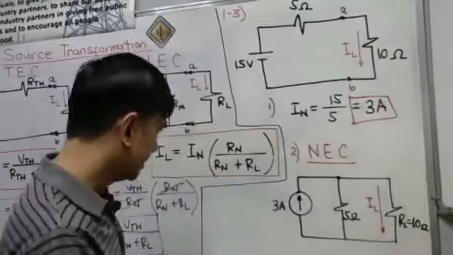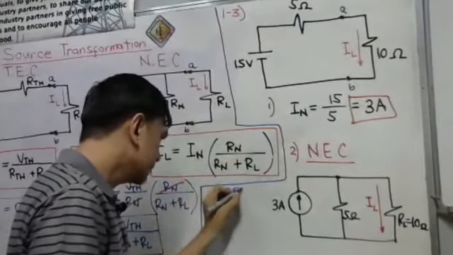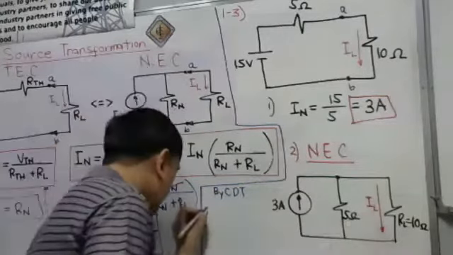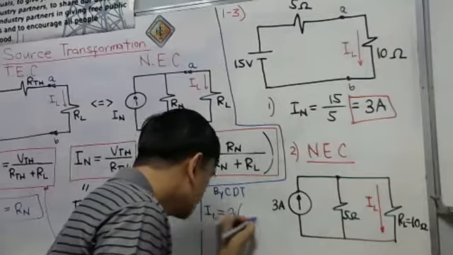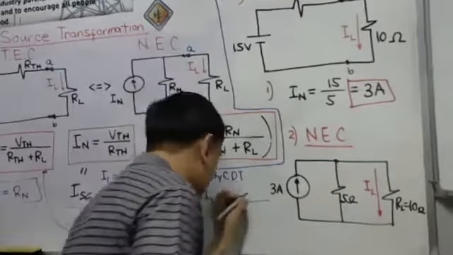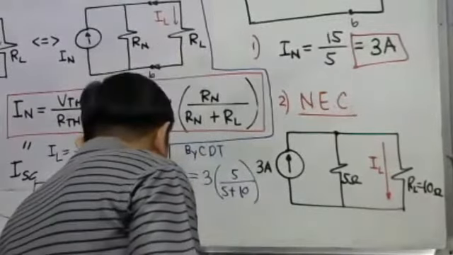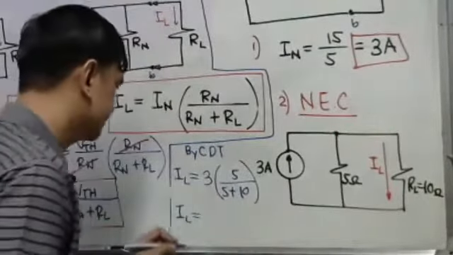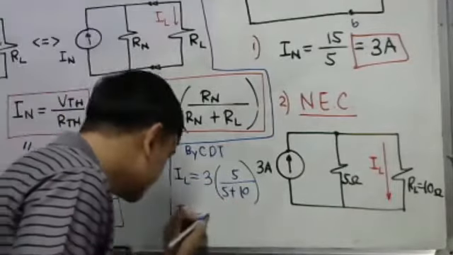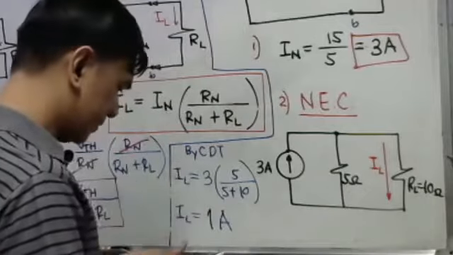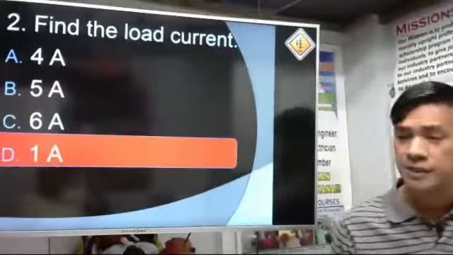We can solve this directly by the current divider theorem. By Norton's theorem, our IL is simply equal to the resultant current, 3 ampere, multiplied by the opposite resistance. The opposite resistance is 5 ohms, all over 5 plus 10. So what will be our IL? We have 3 times 5 is 15, over 5 plus 10, that's also 15. Therefore, the answer is only 1 ampere. That is our IL. Our answer is letter D.